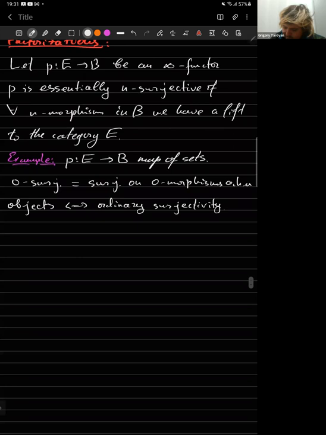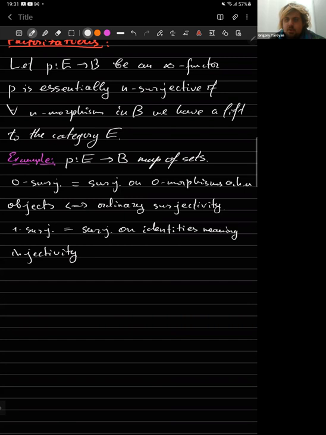We also have one surjectivity. But since we're working with sets here, the only one morphisms in sets are just identities. So it's surjectivity on identities. Meaning just injectivity. So that is very nice. We obtained injectivity as surjectivity of certain kind. I can explain why one surjectivity is equivalent to injectivity, because if we had an identity f of a is equal to f of b, that means that we should have a lift, and the lift will be necessarily a equals b. So that's just the condition of injectivity.